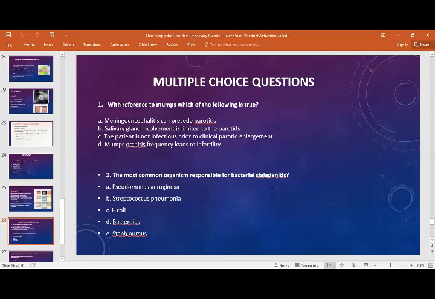One is with reference to mumps, which of the following is true? Meningoencephalitis can precede parotitis. Salivary gland involvement is limited to the parotids. Patient is not infectious prior to clinical parotid enlargement. And mumps orchitis frequently leads to infertility. I'll discuss these questions with you after 5 minutes. The other one is, the most common organism responsible for bacterial sialadenitis: Pseudomonas aeruginosa, Streptococcus pneumoniae, E. coli, Bacteroides, or Staph aureus. Please answer these questions.